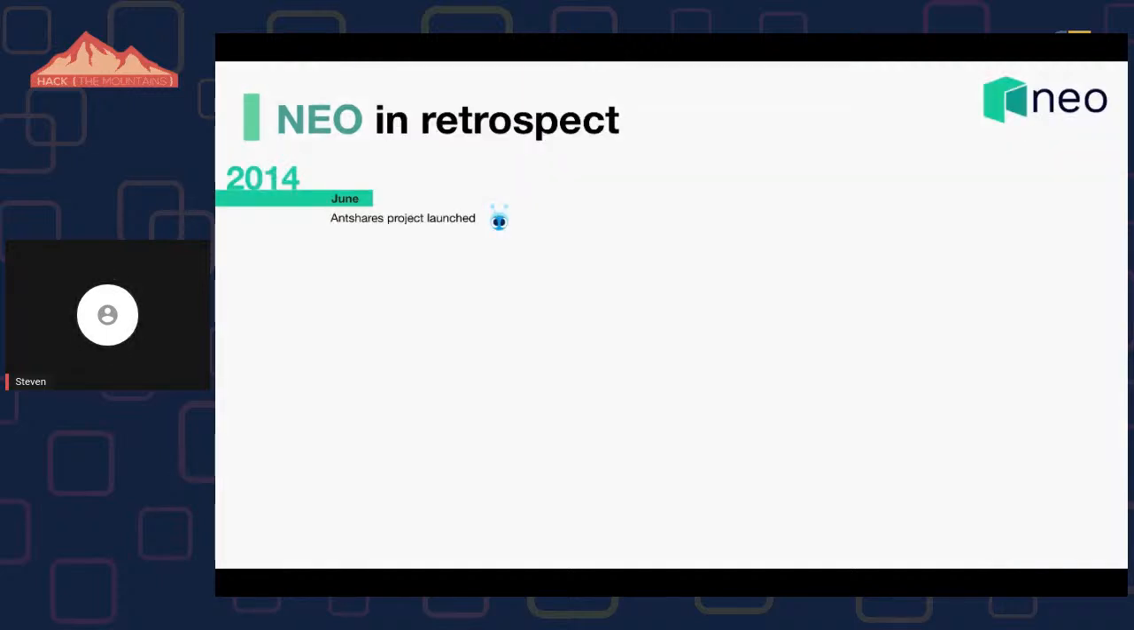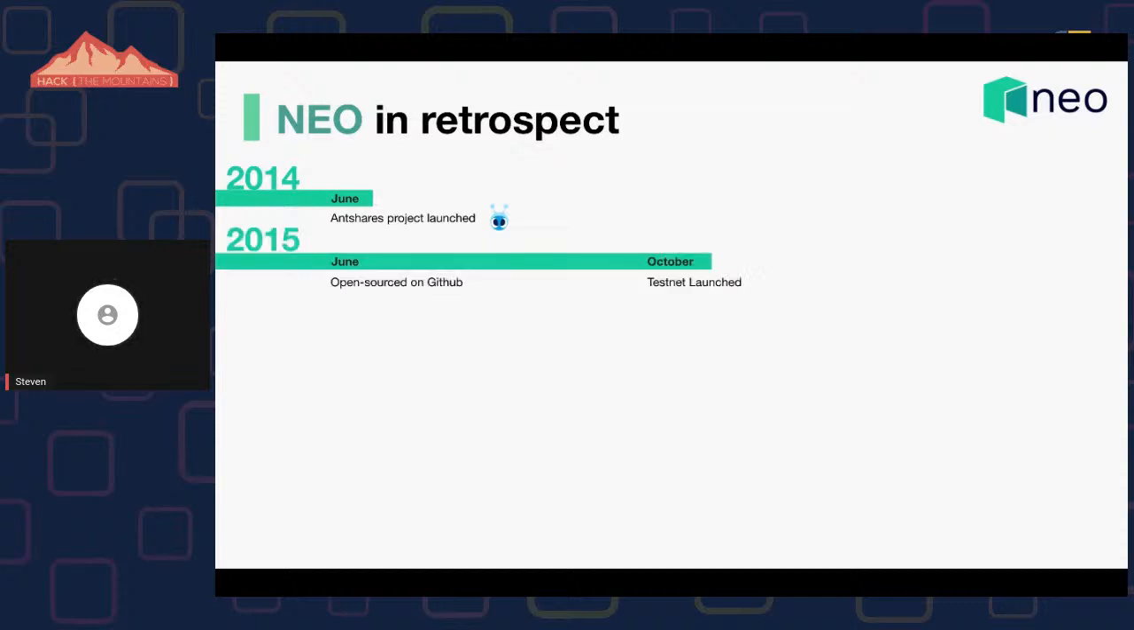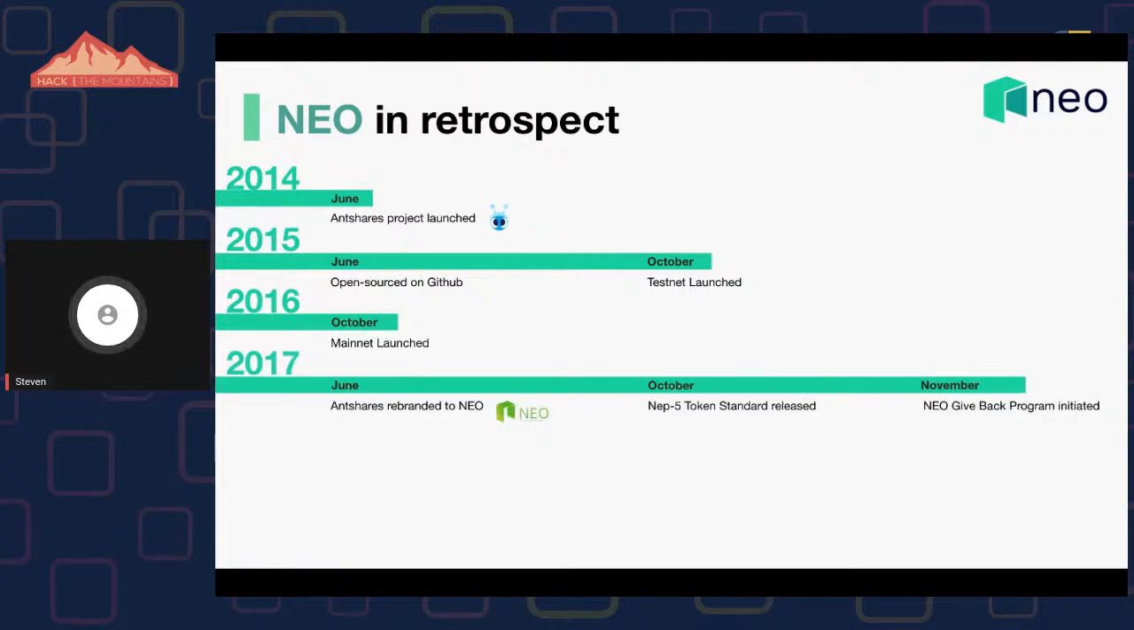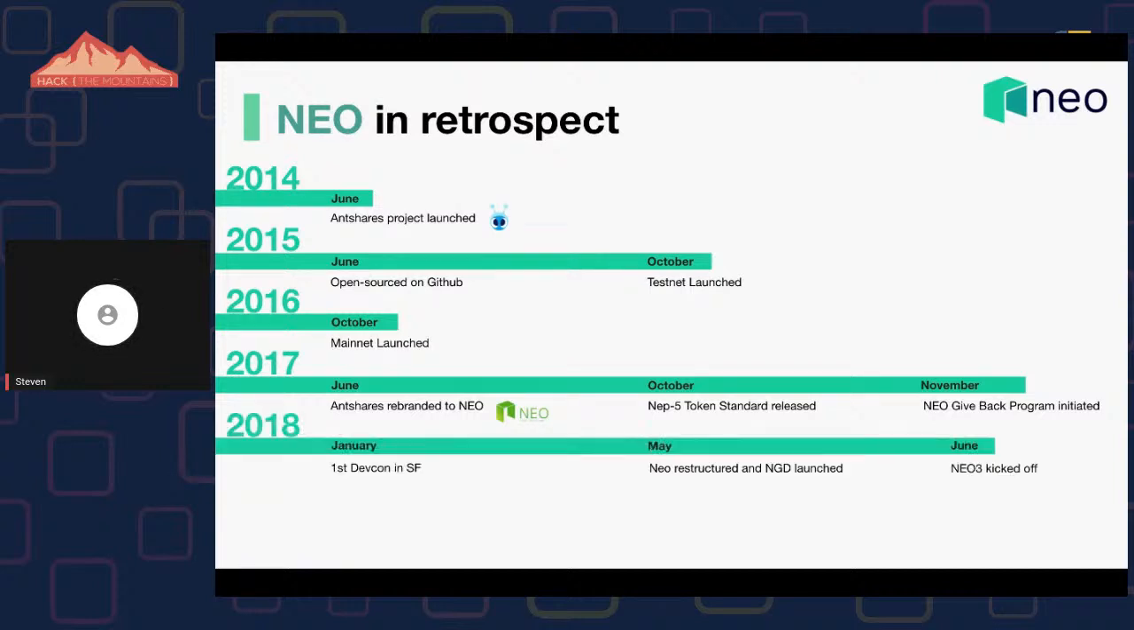And this is a storyline. In the beginning, we called on share, and then we open sourced on the GitHub. In 2016, we launched the mainnet. And from 2017, we rebranded to Neo, and we released our token standard.